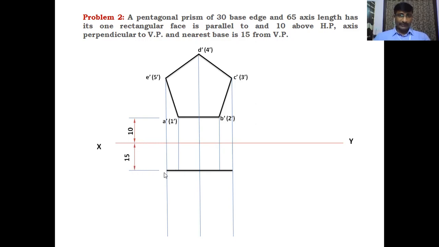Another base is at a distance of 65 mm, because the axis length is 65, solid length is also 65. Draw a vertical line from this corner. This is the 65 mm length, and also draw a vertical line from this corner, 65 mm length. Join these 2 points, we will get another base of the pentagon.